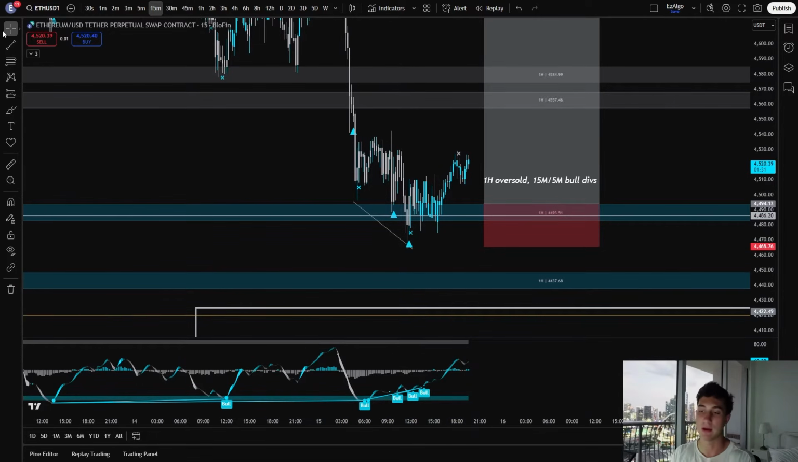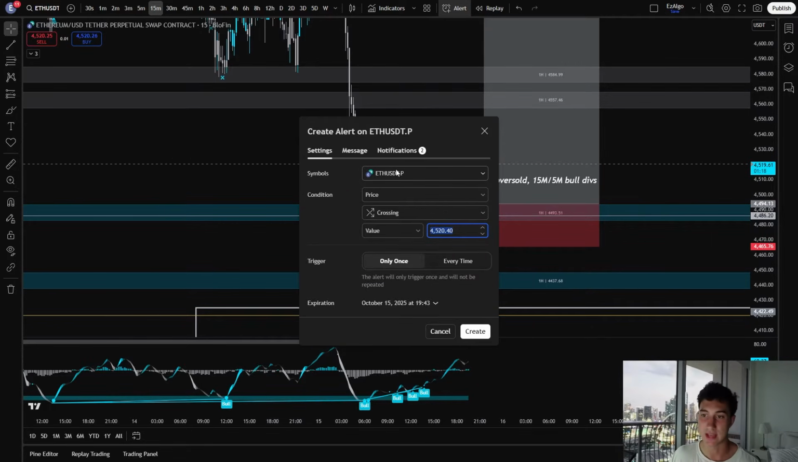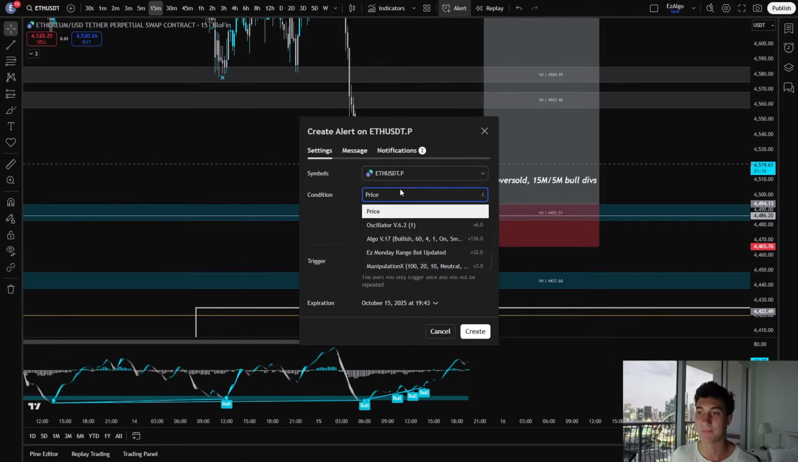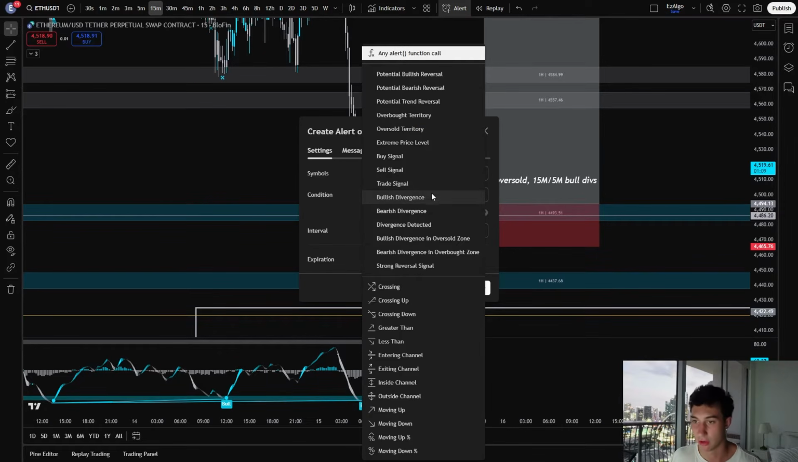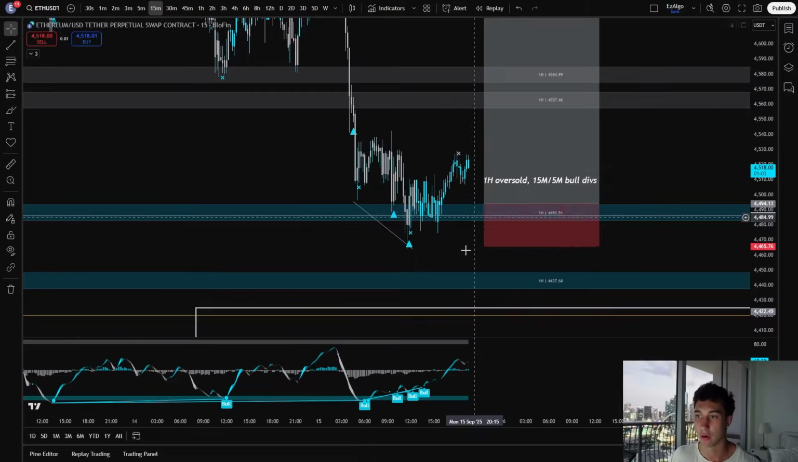This is a real-time non-repaint indicator. None of our indicators are repaint. So these signals will flash in real time. If you want to set alerts on your TradingView, which I would highly recommend, by the way, so you don't have to be on all the time waiting for this to play out, you can set an alert. Let's say you're taking a trade on Ethereum, set condition to oscillator V6.2, and then you can select your alert here, right? Either bullish or bearish divergence, or you could do a bullish or bearish divergence in overbought or oversold zone.